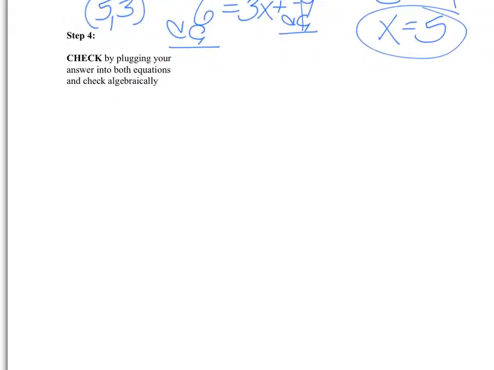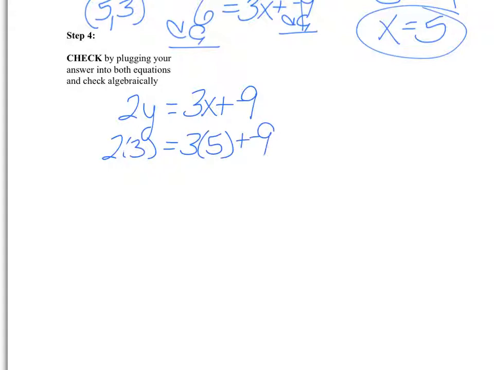Last thing we have to do is check both of these back in the original equation. So 2y equals 3x plus negative 9. 2 times 5 equals 3. Oh, I have those backwards. Did I write them backwards? No. Oh, I just plugged them in backwards. Okay. 2 times 3, 3 times 5, plus negative 9. 6 equals 15 plus negative 9. 6 equals 6, and my answer checks.